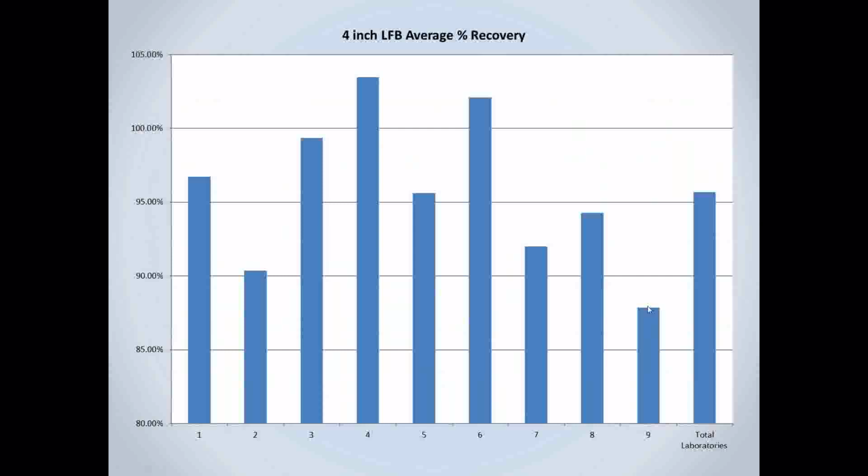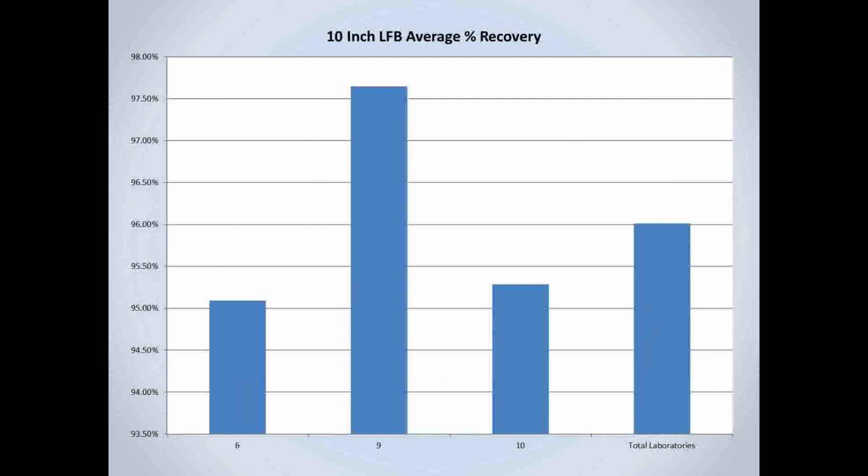Lowest is about 87.5%. The highest, 103, 104%. And the average of all of those, just a little bit above 95% for the LFB. The 10-inch LFB, again, much smaller concentration. We've got a very good recovery, 95% to roughly 97.6%, averaged out to 96%. So again, very good recoveries on the LFBs.